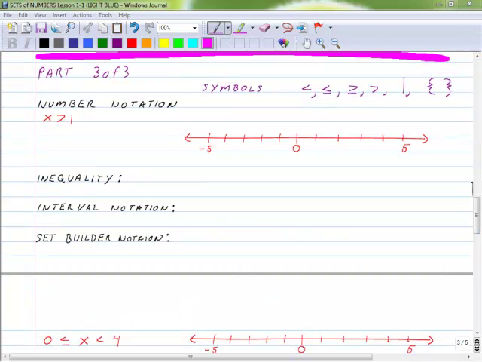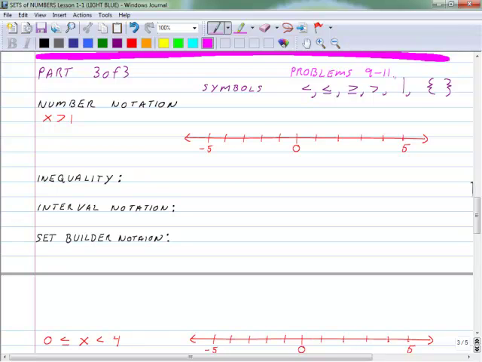Part 3 is concerned with problems 9 through 11. Again, we are going to skip problem 12, but problems 9 through 11. And I'm going to tell you right now that this is probably the most important part. This is something that you need to get down.